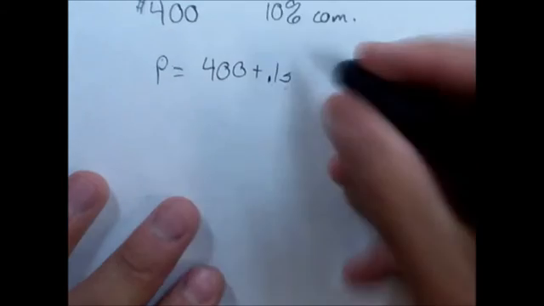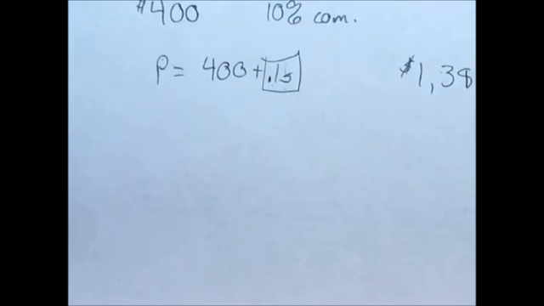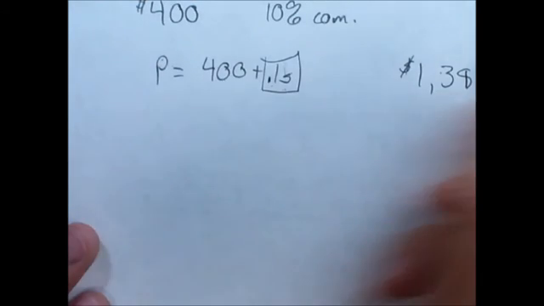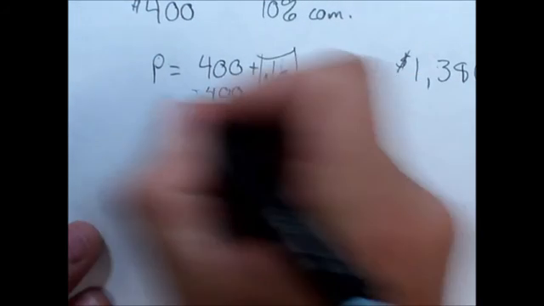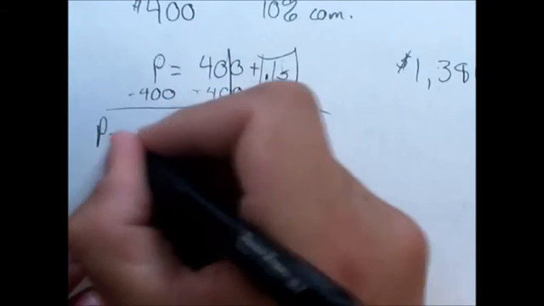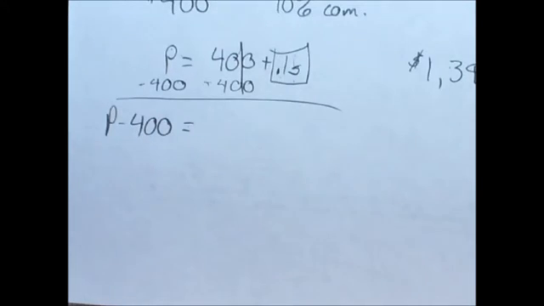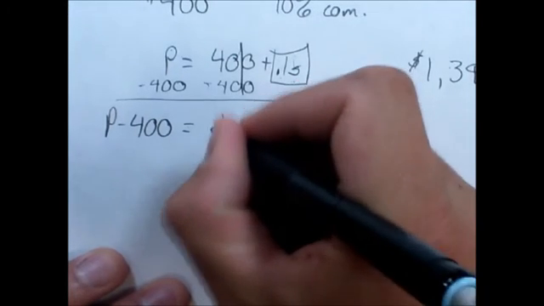So I want to isolate S. Got to get this thing by itself. So first I got to get that whole term by itself. What do I got to get rid of? 400. I got to get rid of the addition and subtraction, right? So I subtract 400 from both sides. Because I don't know P minus 400, I'm just going to write it down. So P minus 400 equals 0.1 multiplied by S.